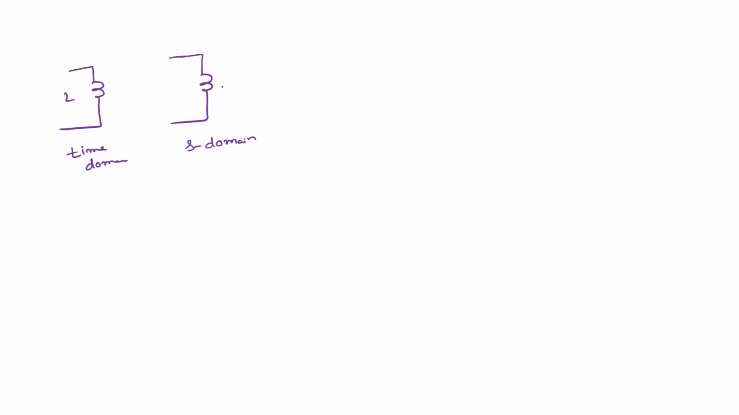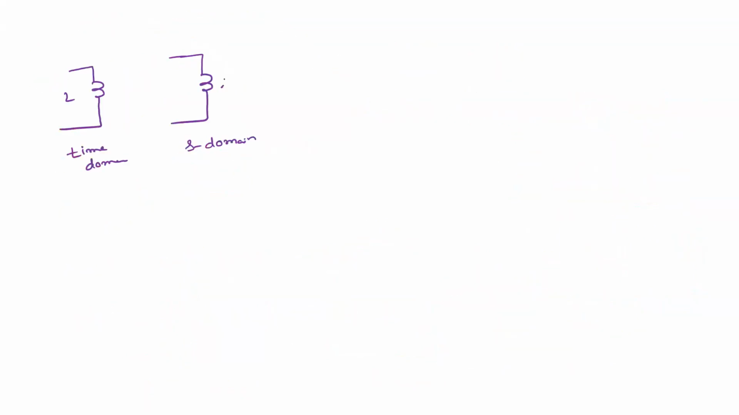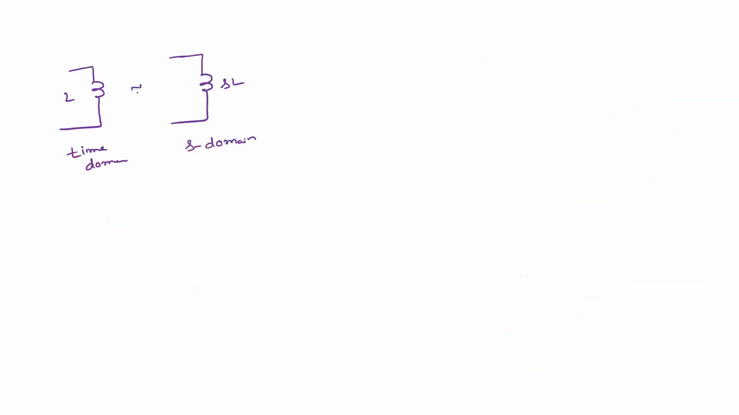What is the value here? If there are no initial conditions, I of 0 is 0, so this entire term is 0. That means it is represented as a short circuit, and the value is only SL. Similarly, in the current source based approach, if I of 0 is 0, then the current source value is 0, so the current source is open circuited. So this can be SL if no initial conditions.